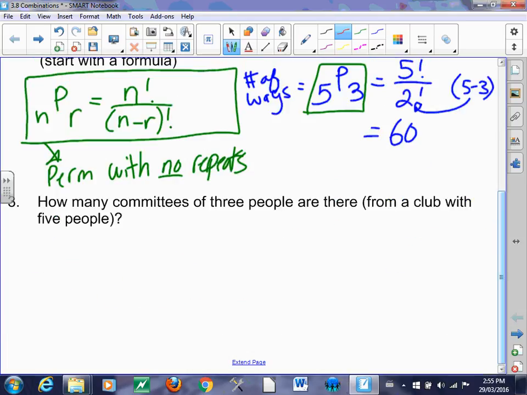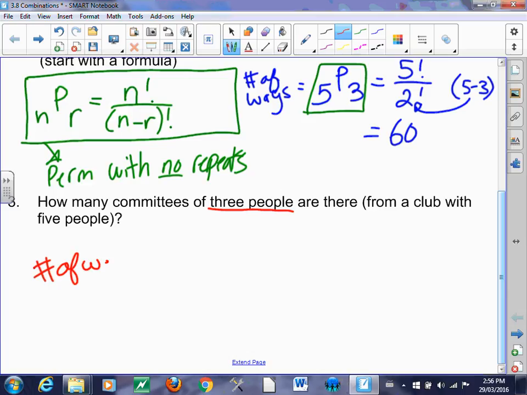Okay. Last question. How many committees of 3 people are there from a club of 5? Oh boy. How do we do that? Well, we've got to take a look. It says how many committees of 3 people, so that means 3 members are there in the club of 5. So what do we know? This is a little tricky, but we can figure this out.